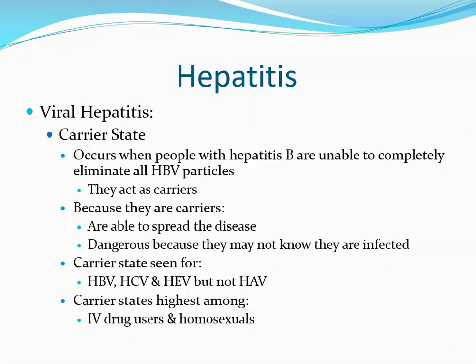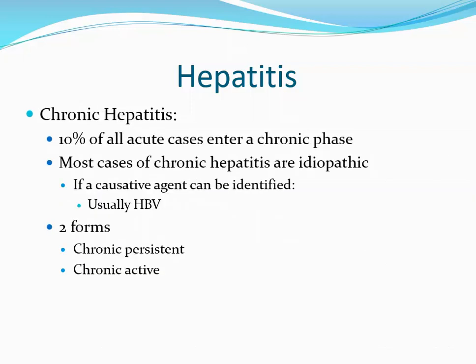This is dangerous because many people may not know they are carriers or that they even have hepatitis. Mild cases of hepatitis may be passed over as just feeling under the weather. Carrier states have been seen for hepatitis B, C, and E, but not for A. These carrier states are highest among IV drug users. 10% of all acute cases enter into a chronic phase.